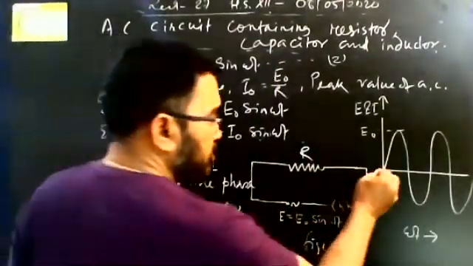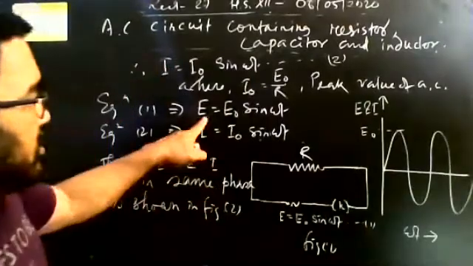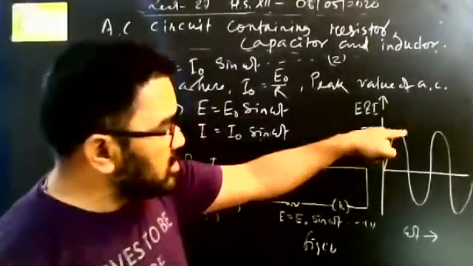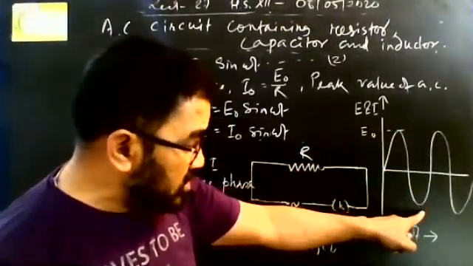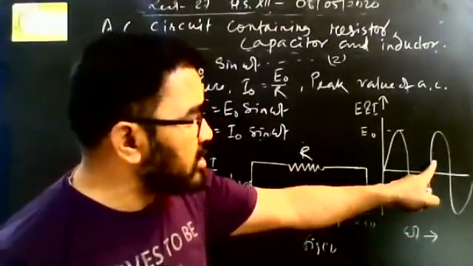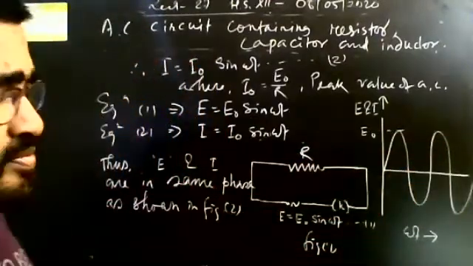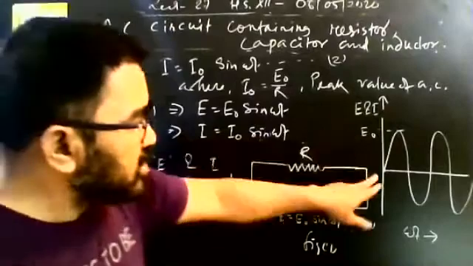So from 0, this is following the sinusoidal rule: increasing, decreasing, again increasing in the opposite direction, again decreasing, again increasing in the positive direction. So this is the nature of the sinusoidal curve. So the EMF varies like this.